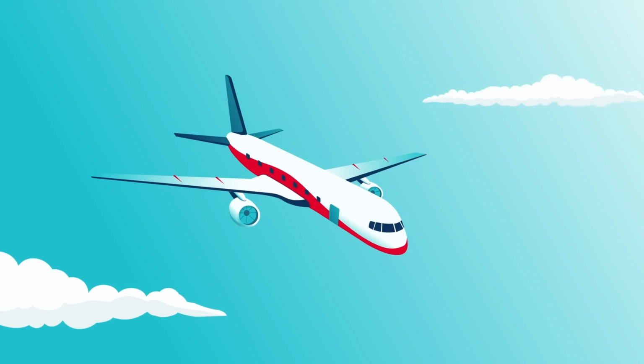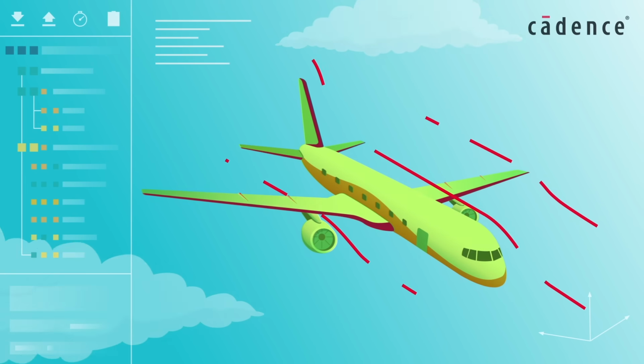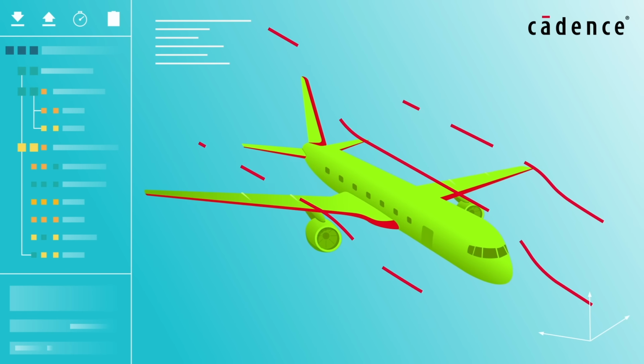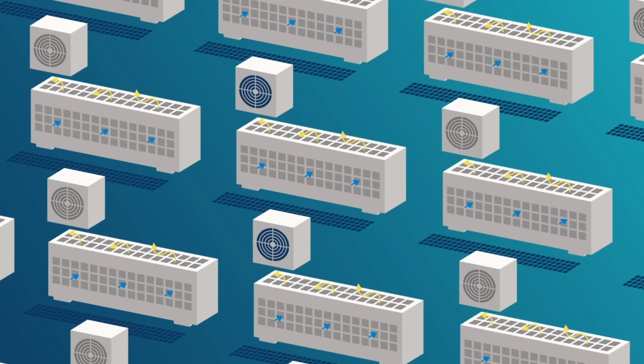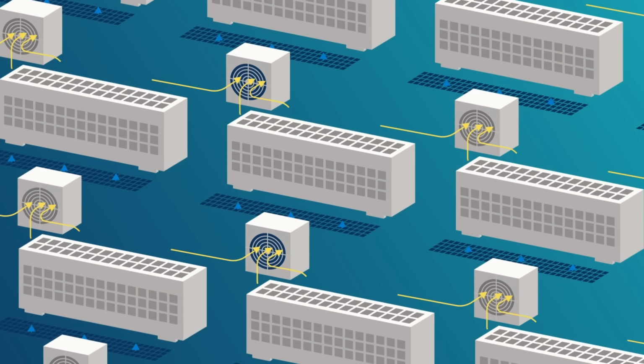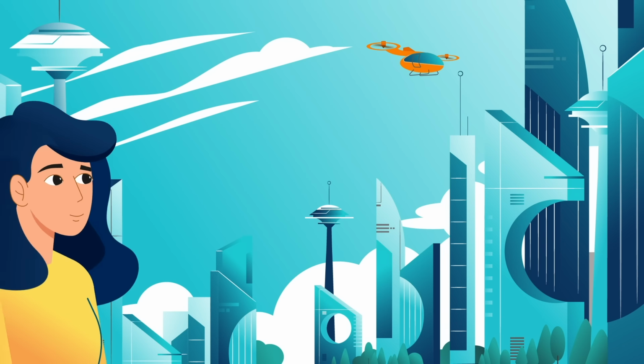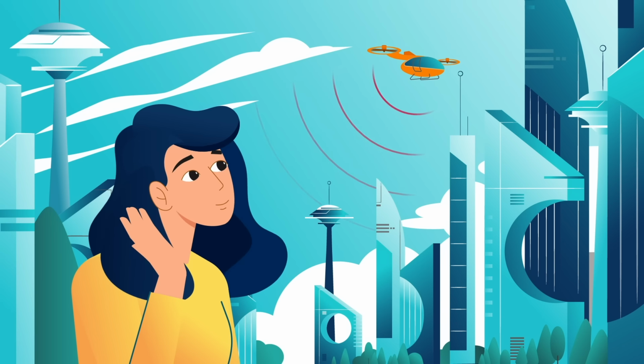CFD is used to compute the forces acting on various aerodynamic shapes, like cars and airplanes. It's used to optimize the air conditioning systems of modern data centers. It can even compute the sound produced by a futuristic air taxi as it flies by.